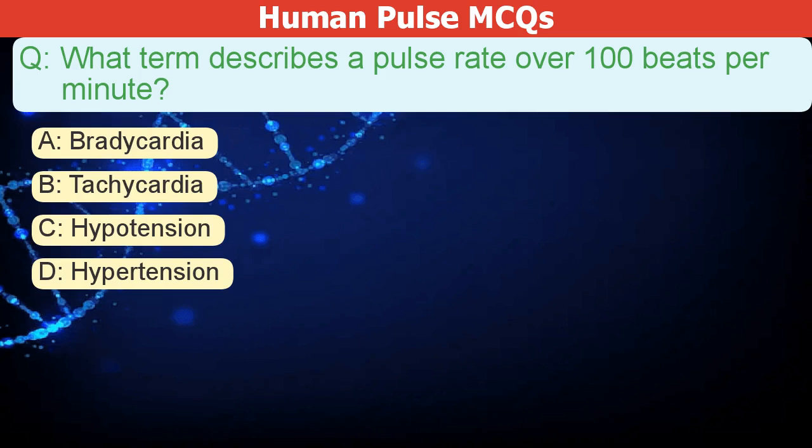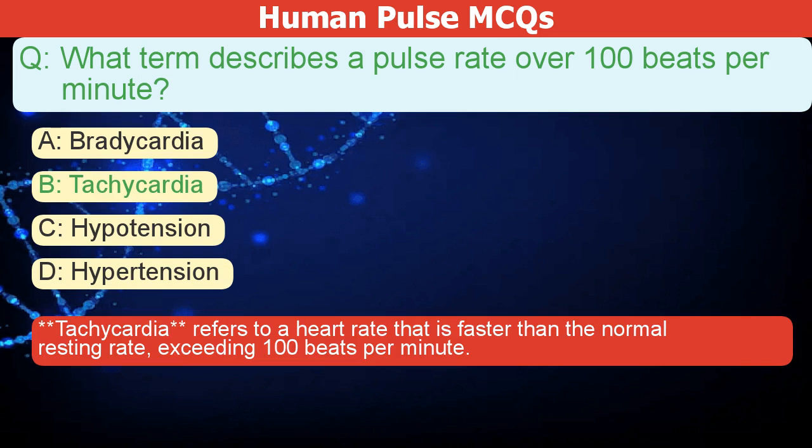What term describes a pulse rate over 100 beats? A. Bradycardia. B. Tachycardia. C. Hypotension. D. Hypertension. The correct answer is B. Tachycardia refers to a heart rate that is faster than the normal resting rate, exceeding 100 beats.